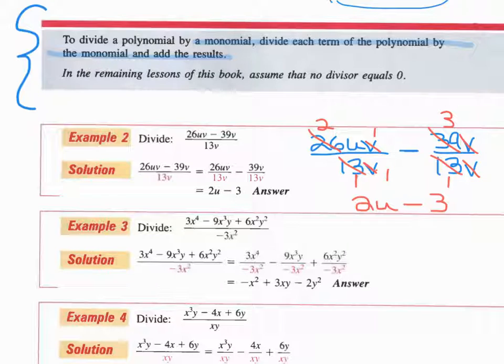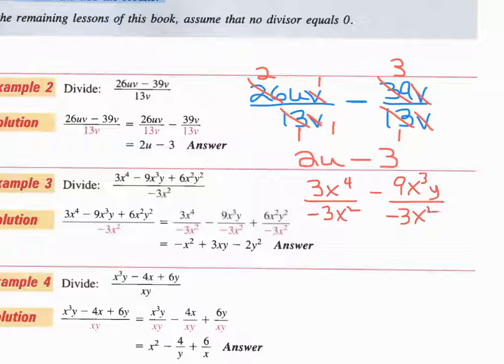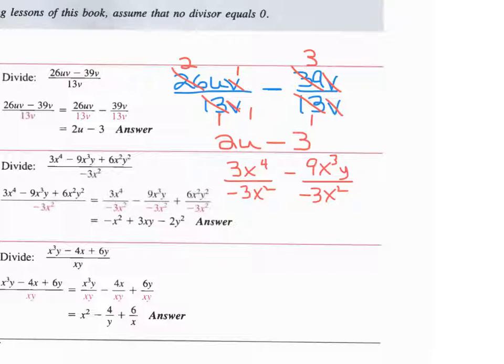The next one is a trinomial. And again, I'm dividing it by a monomial. Now, notice my negative in the denominator. I need to remember my rules for integers. So when I'm dividing a negative by a negative, I'm going to get a positive answer. So here I'm going to rewrite it, and I'm going to put that negative 3x squared under each one. So 3x to the 4th, and then in the denominator I'm going to put negative 3x squared, and then 9x to the 3rd y, and it gets the negative 3x squared, and then the 6x squared y squared.